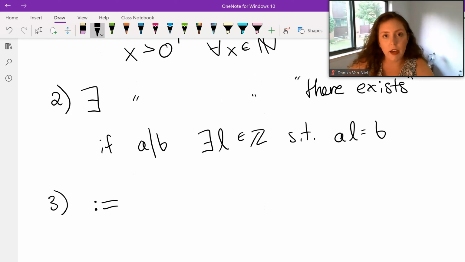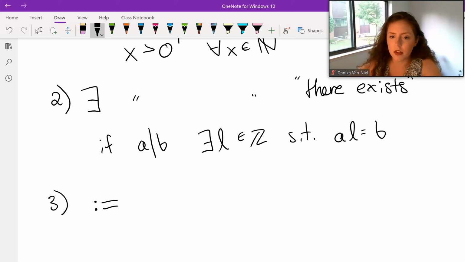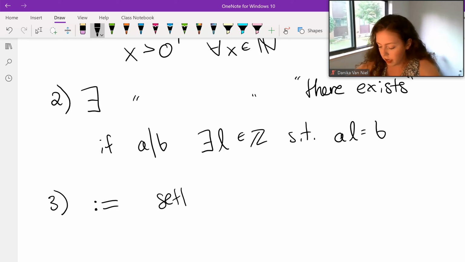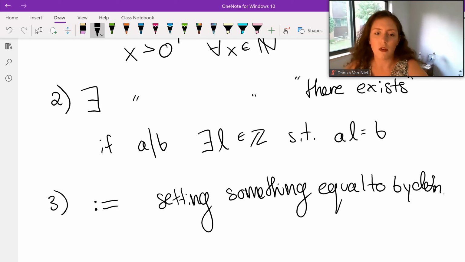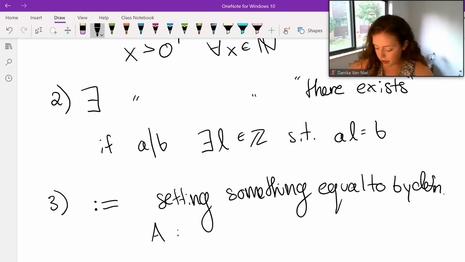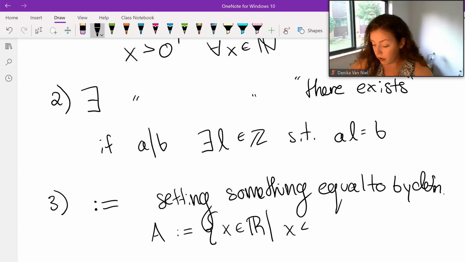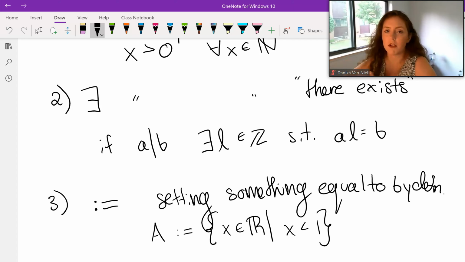Okay, so another symbol is this one. It's like a colon next to an equal sign. So this means we're setting something equal to by definition. So like if I wanted to say A is equal to the set X in the reals such that, I don't know, X is less than 1 or something. So I just want to define A as that thing.